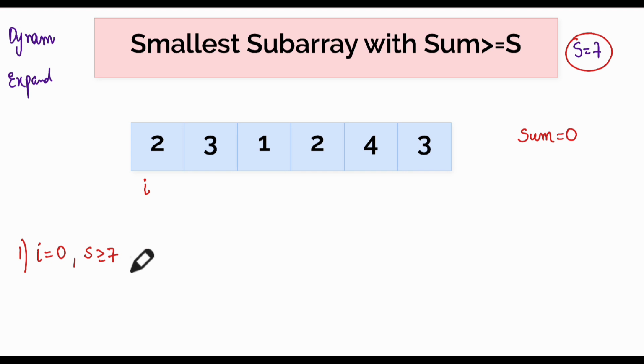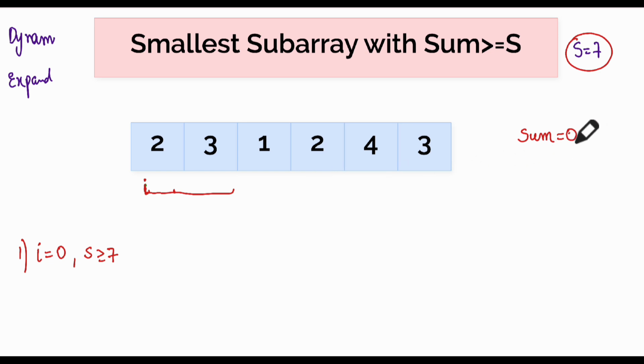So how are we going to do that? We are simply going to start with I equal to 0 here, and we will keep on adding elements till we reach sum greater than equal to 7, right? So my initial sum, let's say, is 0. Now what will I do? This is my initial window. Now it will expand, right? It will go till here.